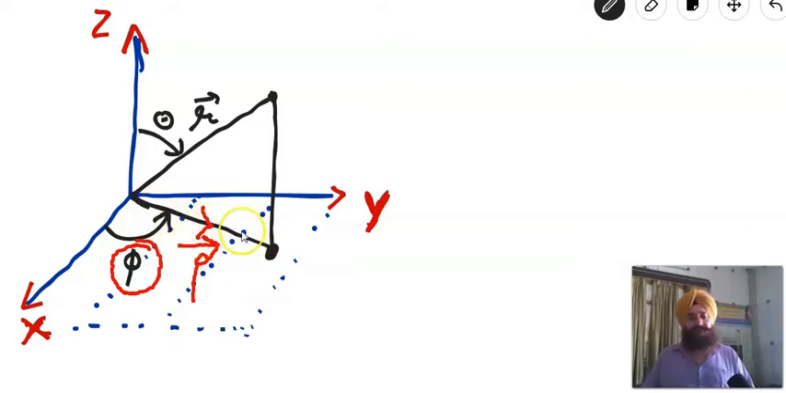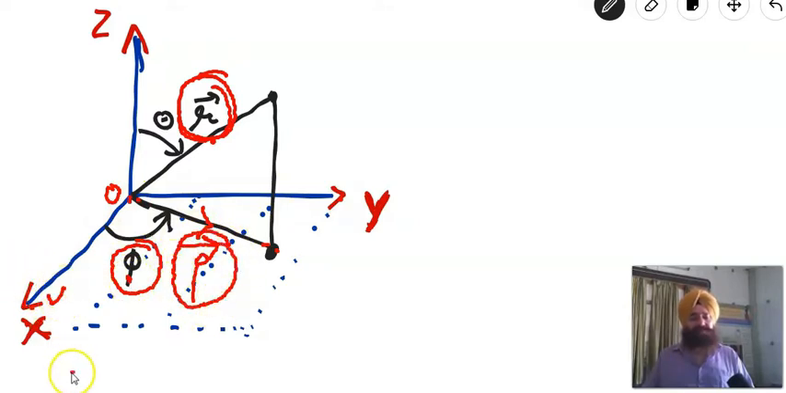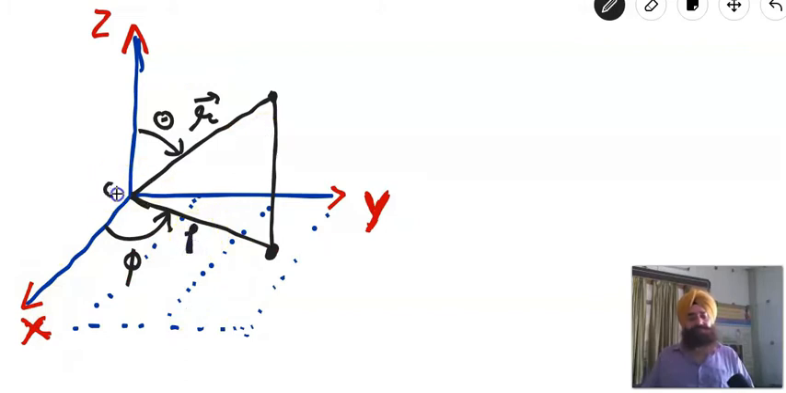What is this line? Actually, this line is the projection of the r vector on the XY plane, because I dropped a perpendicular here on the XY plane. So this line becomes the projection of the r vector on the XY plane. So what is the phi angle? The angle the projection of the r vector makes with the x axis. So this is called rho. So OPQ.